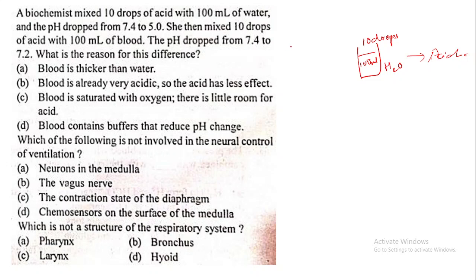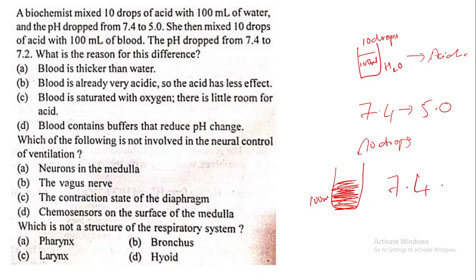Okay, next. And the pH dropped, because the pH of water is 7. So the pH dropped from 7.4 to 5. Of course, because you have added acid there. Next, she then mixed 10 drops of acid with 100 ml of blood. This time, the same 100 ml was there, but it was of blood. Red color. She mixed 10 drops of the same acid. What happens? The pH dropped from 7.4 to 7.2, not a major difference.